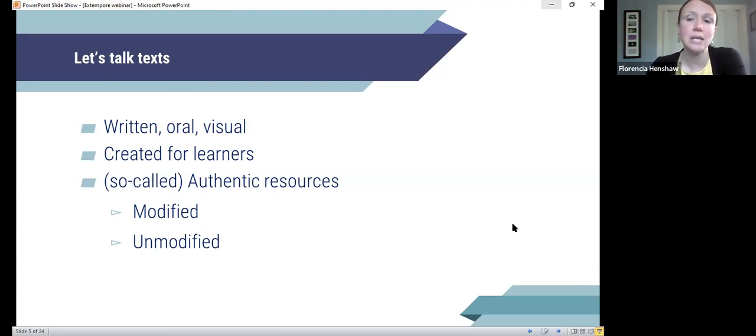Created for learners, I think, also involves a little bit of a continuum, because some of the resources created for learners, the language has been manipulated so much that it starts to resemble a bit of an artificial use of language, right, with a lot of repetition. But you might have a little bit of a middle ground where it is modified, but not simplified to the extreme that it is so repetitive.